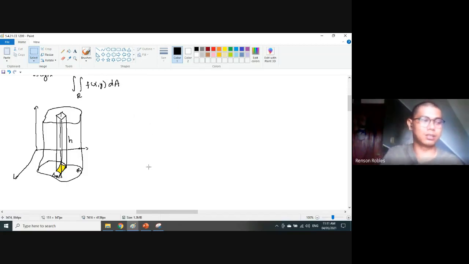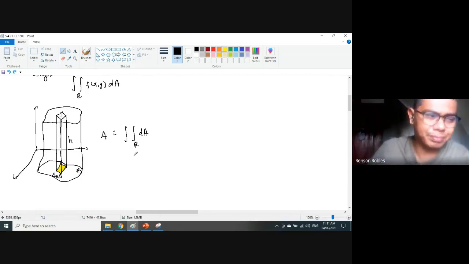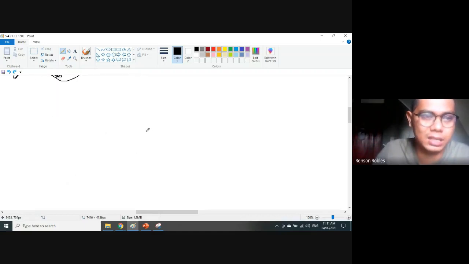Okay? So if we want to look for the area, it is equal to the double integral of the differential of area over a region R. If we're going to look for the volume, you can use the triple integral, but double integral first. And how to execute this? Obviously, you have to take note of the differential of area. Okay? So let me have this example.